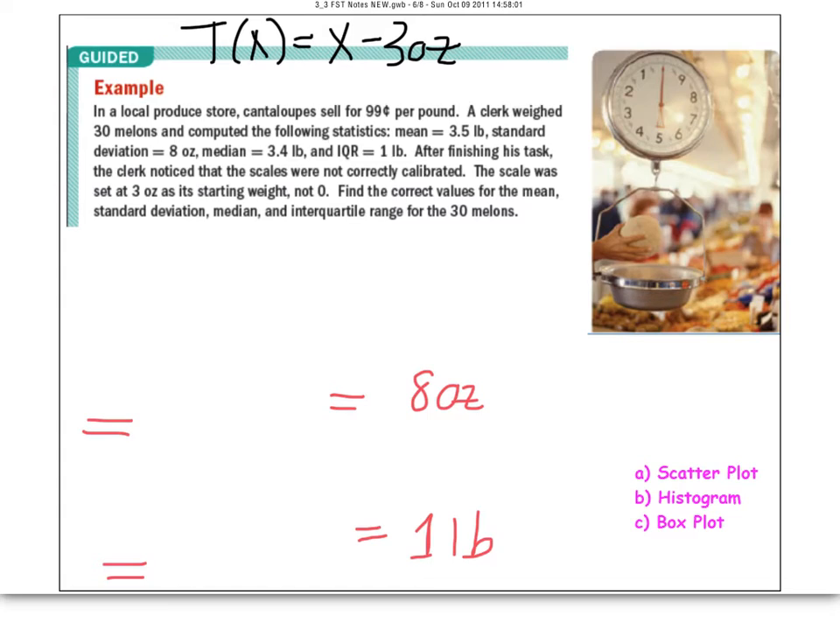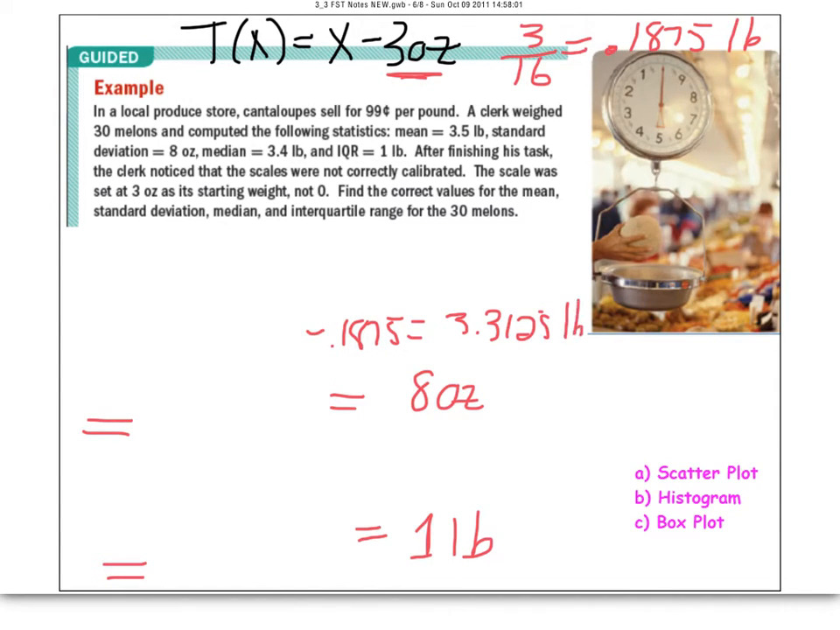If we convert the ounces to pounds, what we could do is this. There are 16 ounces in a pound, so what I can do is say 3 out of 16. That's equal to 0.1875 pounds. Okay, easy enough. Then I'll take the mean and subtract that value from it, and that will give me 3.3125 pounds. And if I subtract that from the median, that's going to give me 3.215 pounds, and that would be our answer.